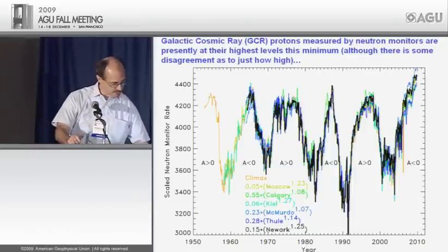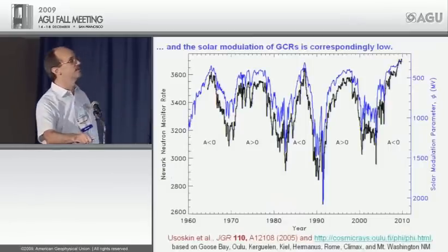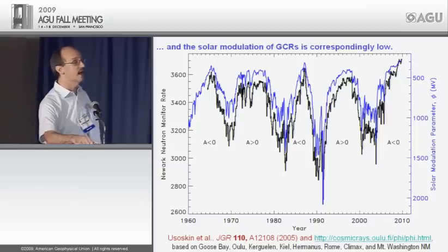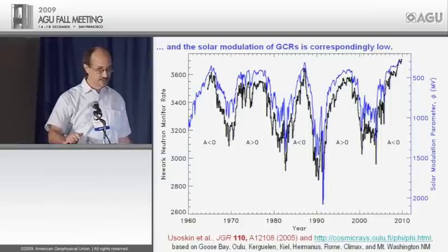Another way of looking at this is if you consider the solar modulation parameter phi. This is from work of Usoskin et al., who uses a network of neutron monitors, including many that I haven't actually shown you, and not including Newark. And they, too, find that at present, the modulation level for galactic cosmic rays is the lowest seen in 50 years. So we're definitely at a very deep solar minimum.